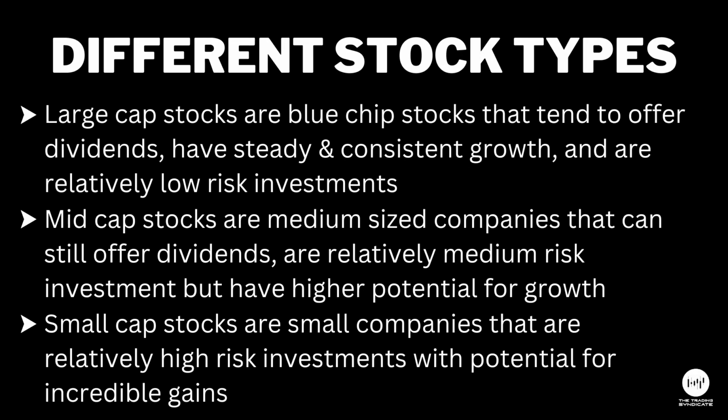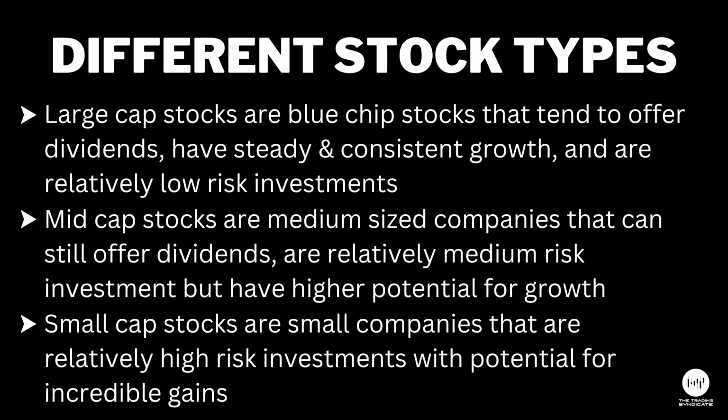So what are the different types of stocks that are considered equities? You have large cap stocks, which are also called blue chip stocks. Blue chip stocks are large companies, and these companies will tend to offer dividends as well as steady and consistent growth. Large cap stocks are generally the lowest risk when it comes to equities.